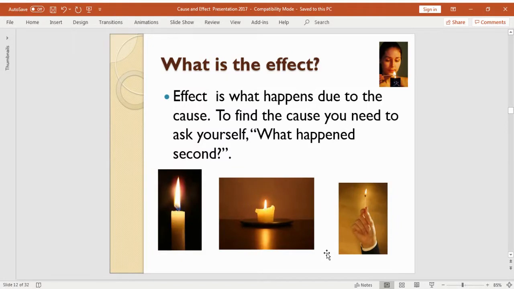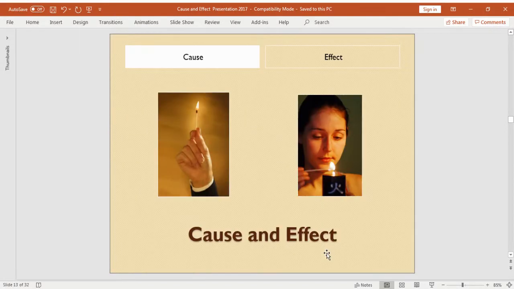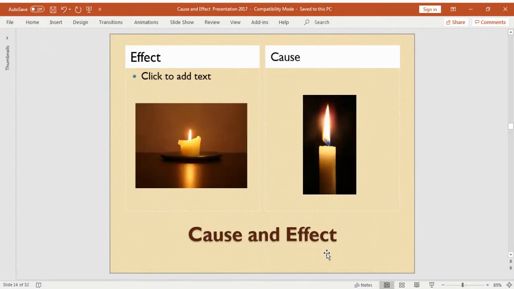So our cause that we have found out was the match, and the effect which started the burning of the candles was the girls lighting the candle. Cause and effect. Our cause, we lit the candle. The effect, after a period of time, that candle will melt down.